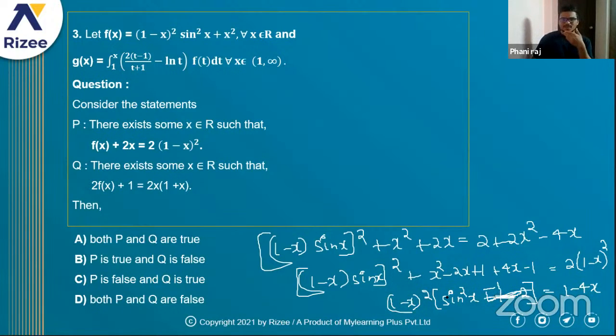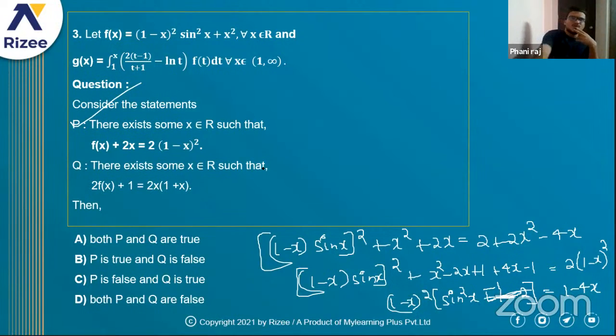Positive into sine square x minus 1 equal to 1 minus 4x. This is possible, right? There is some x. You can verify it. I mean, sine square x equal to (1 minus 4x) by (1 minus x) whole square plus 1, you can do. So there is some x. They did not ask you to find which x, so there you are saved. There exists some x, so p is true.